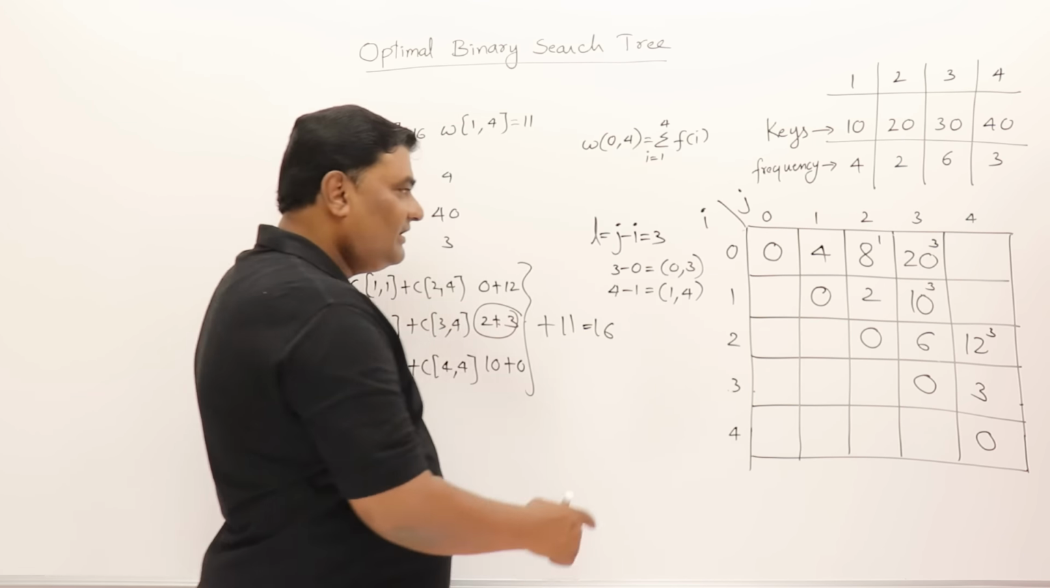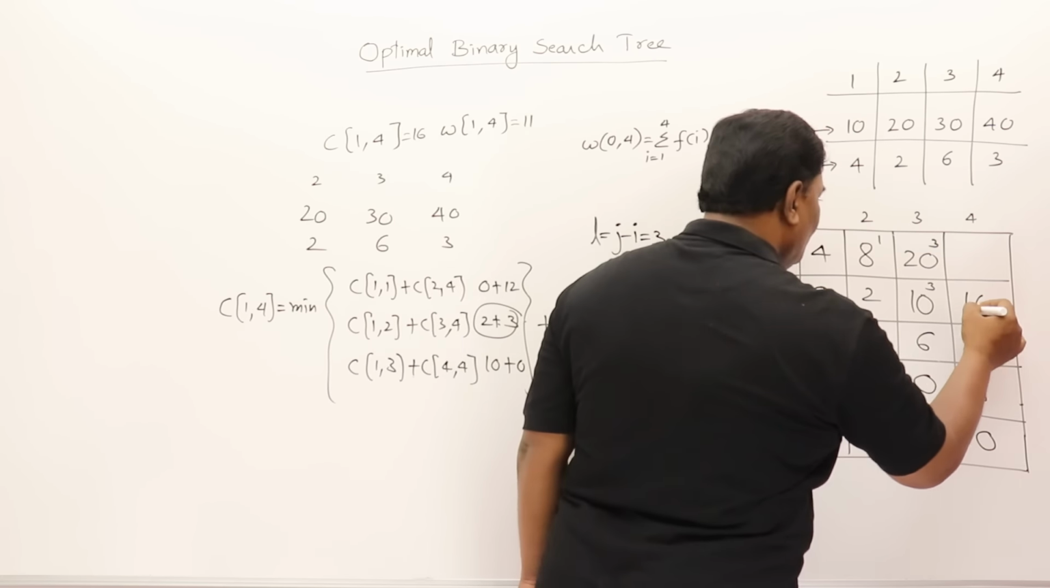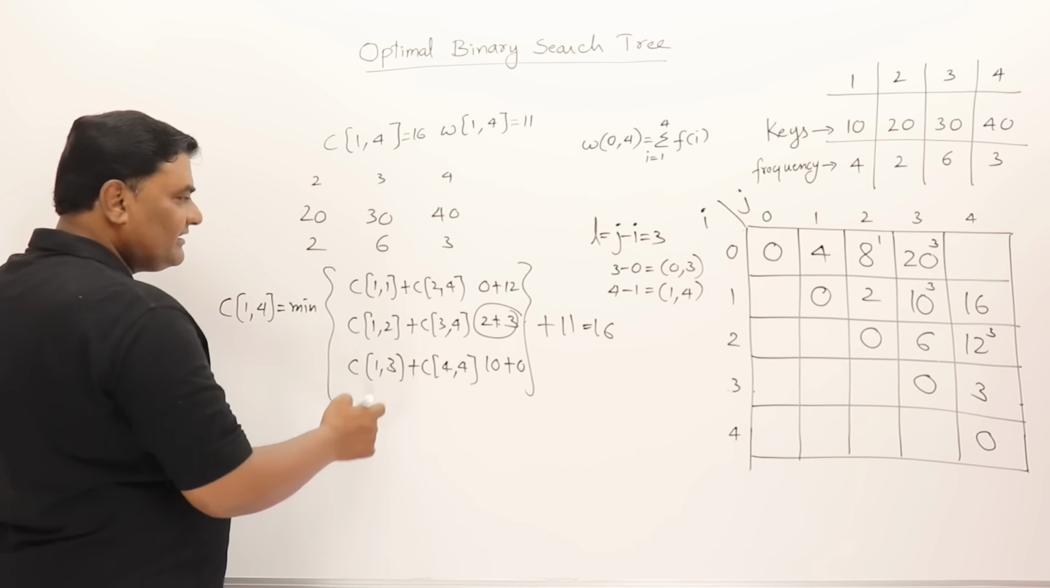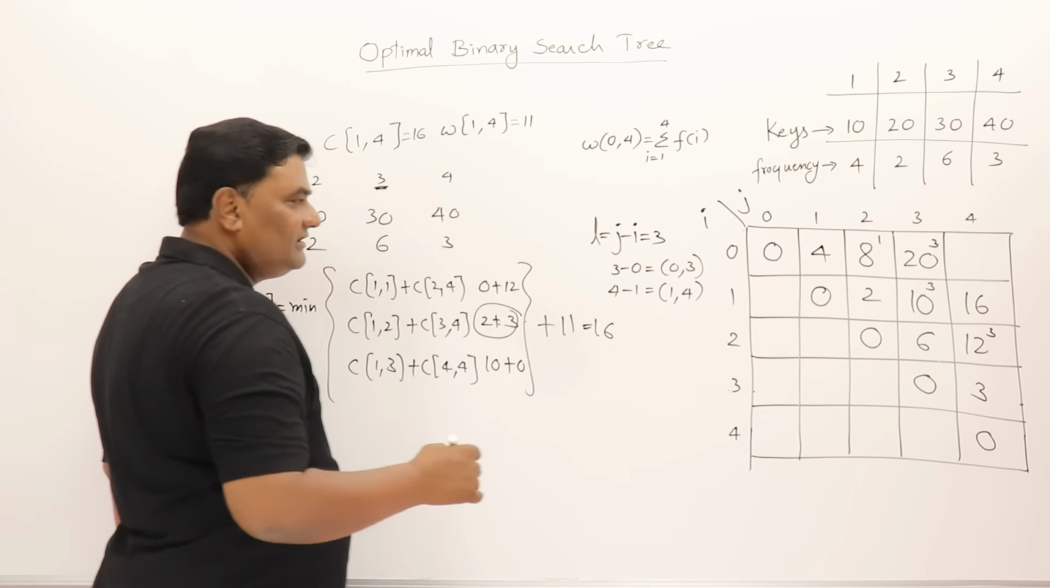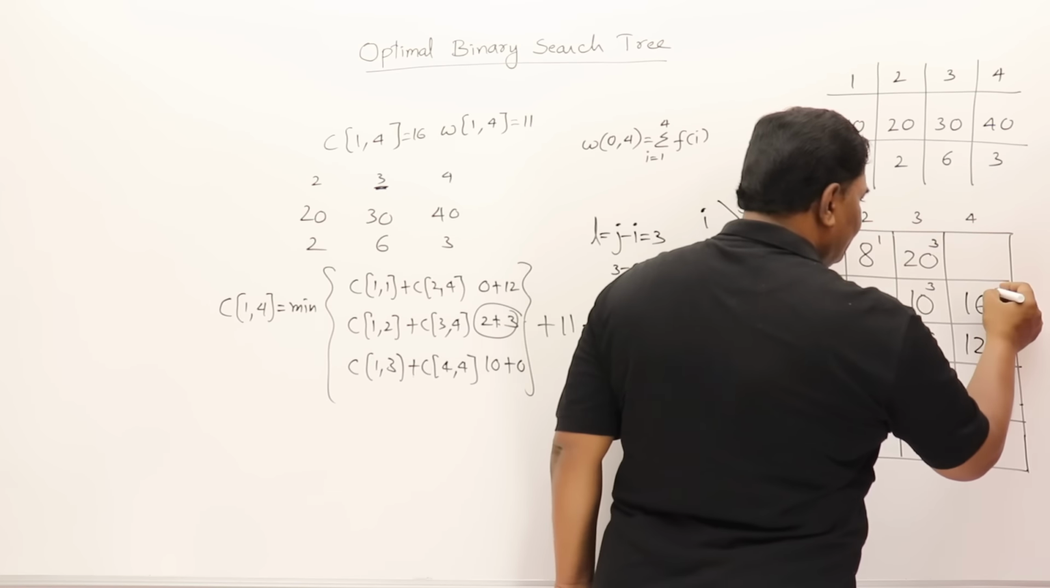Right? So the answer is 16. And who gave this? Which was the root here? Here the root was 2 and here the root was 3. This was the root. So 3 is a root again.